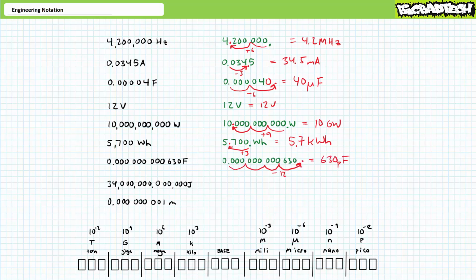Our next entry, 0.00000000630 farads, is more compactly represented as 630 picofarads. Our next entry, 34 trillion joules, is more appropriately represented as 34 terajoules. Lastly, 0.000000001 meters is more appropriately represented as 1 nanometer.